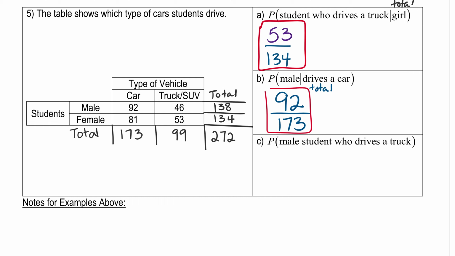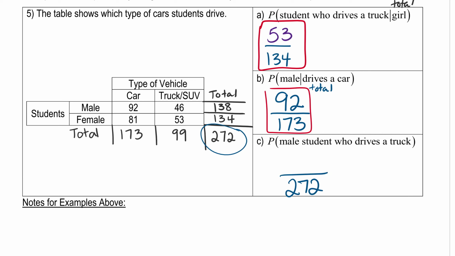If you ever have this, and you'll see this on the homework, it could be on the test, and you do not have the given line, like there's nothing that separates any of that, that means I want specifically that one situation. Since I don't have a given, I don't have the second part, the condition, that means I'm just taking it out of everybody. So my total is just going to be the total of everyone. So I'm going to have 272.